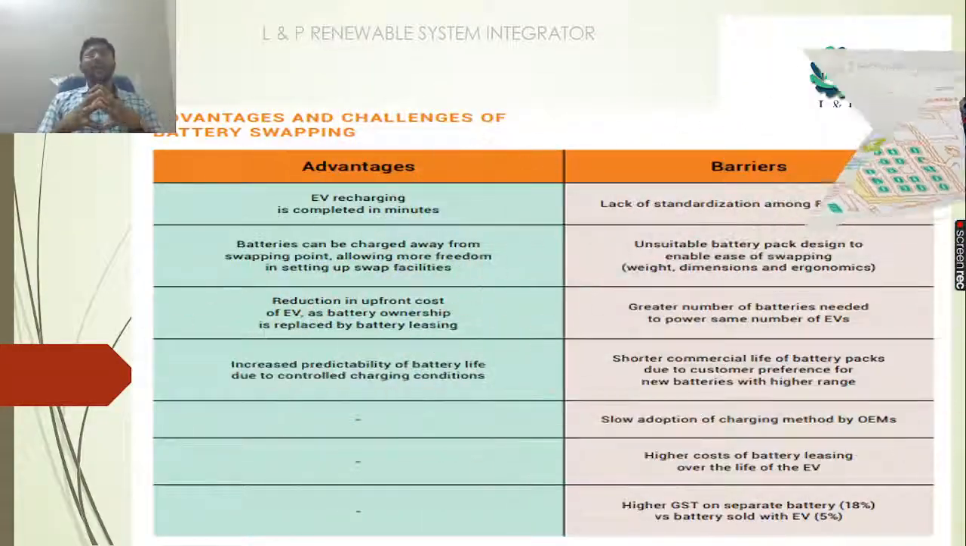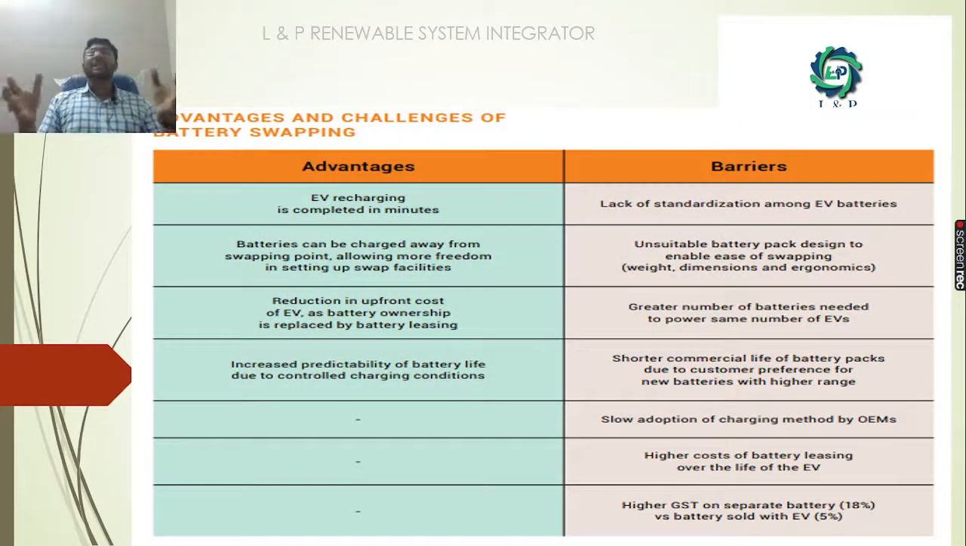And what are the advantages and the barriers, the challenges that we are facing for battery swapping? If you go for advantages, this EV recharging is complete within a minute. Batteries can also be charged away from the swapping points, allowing more freedom in setting up the facilities. And most importantly, increased predictability of battery life due to the controlled charging conditions.